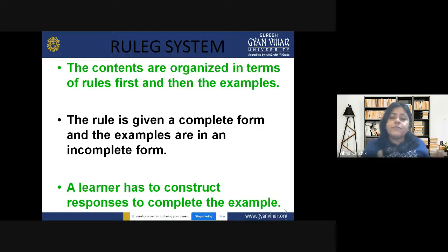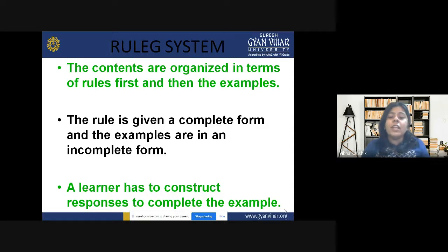Now, first, he has to decide what content has to be presented for that particular program. After deciding that content that this should be presented through this particular linear program, that content has to be organized, and organization of the content should be done in such a way that first the rule should be presented before the learner, and then the programmer will present the examples, and these examples should be related to the rules which he has already shared with the learner.